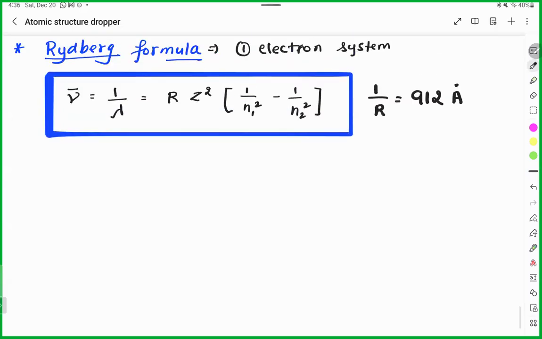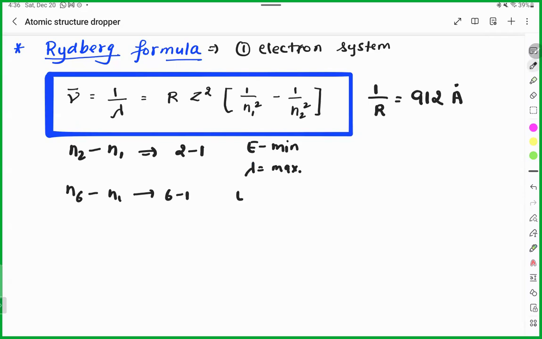Whatever wavelength you calculate, if the transition is from N2 to N1, for example from 2 to 1, the energy will be minimum, so the wavelength should be maximum. And if it is from N6 to N1, the energy will be maximum, so the wavelength value will be minimum. Trust me, based on only this, you can solve 80% of the questions. You don't need to do calculation for that. I'll show you in the NEET question.